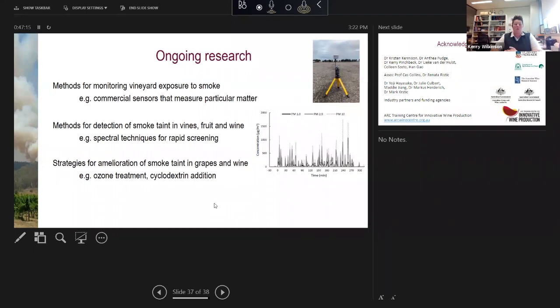And then we're still working on other strategies for amelioration of smoke taint in both grapes and wine. So we've been trialling ozone treatment to see if that ozone can actually break down the volatile phenols or convert them into forms that have less sensory impact, and also looking at other additives that might be a bit more selective for either the volatile phenols or their glycoconjugates.